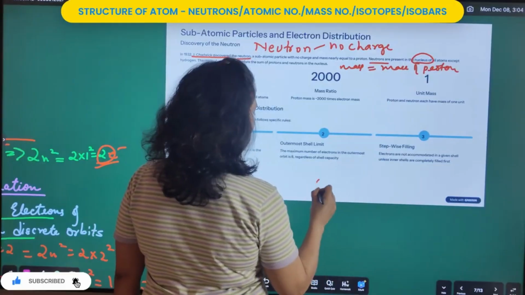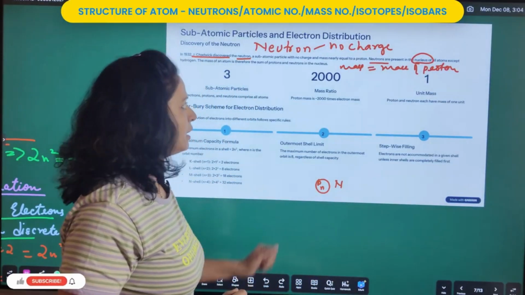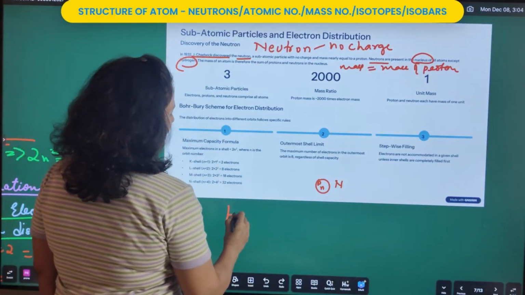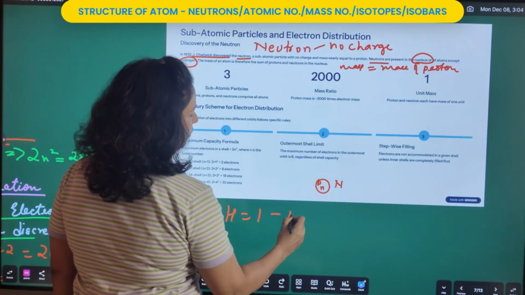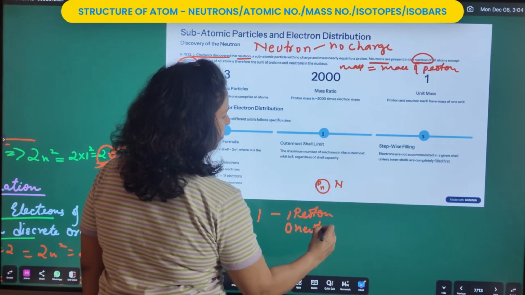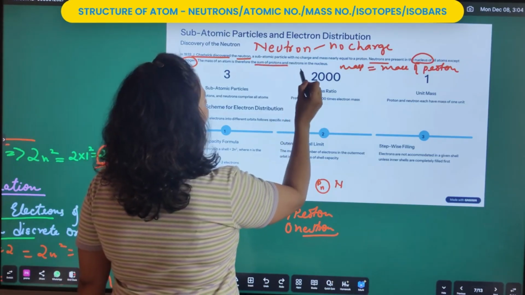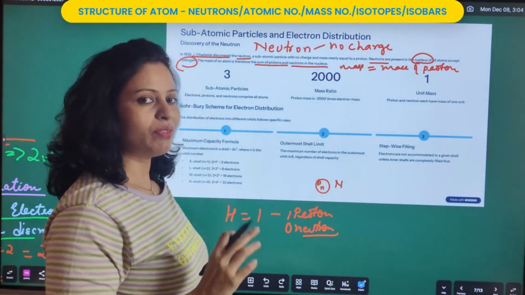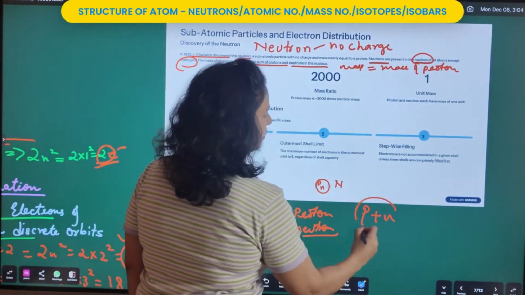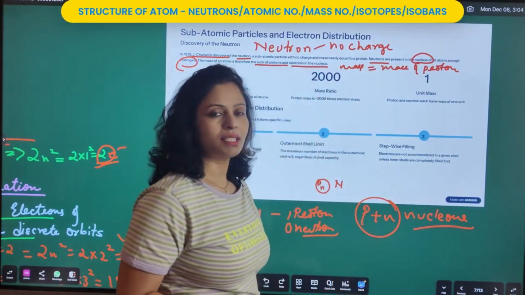So if we have the nucleus here, protons and neutrons are present inside the nucleus, except the hydrogen atom, because the hydrogen atom's atomic number is 1, so it has only 1 proton and 0 neutrons. The mass of the atom is therefore the sum of protons and neutrons in the nucleus. That's why protons and neutrons are also called nucleons, because they are present inside the nucleus.